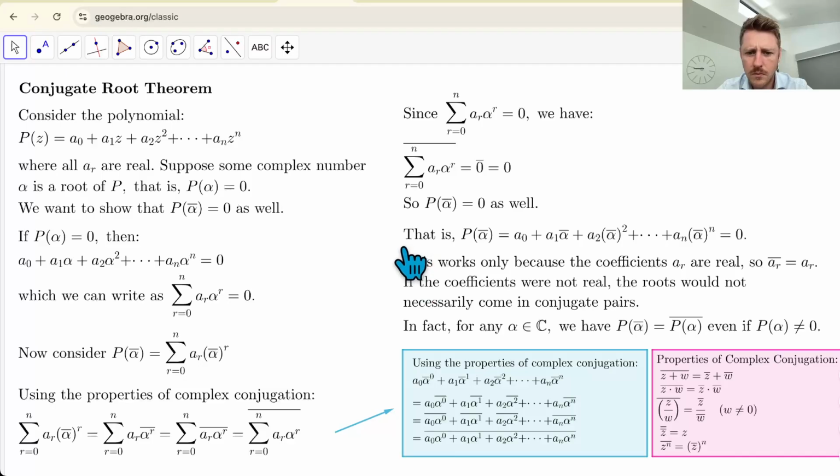So this works only because the coefficients a sub r are real, and so the conjugate of a sub r equals a sub r.